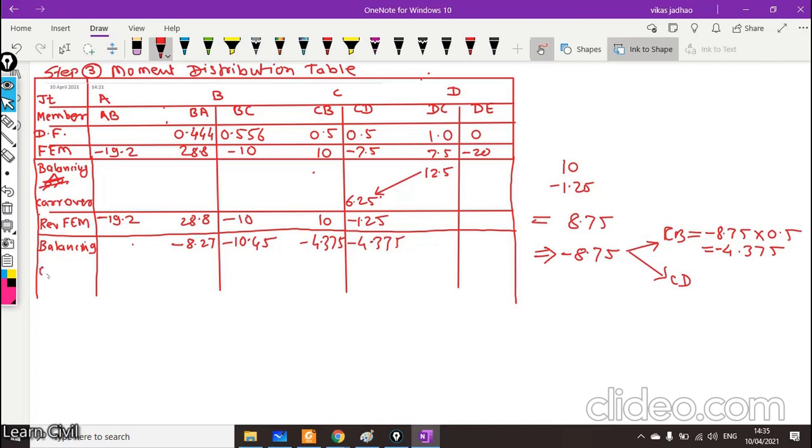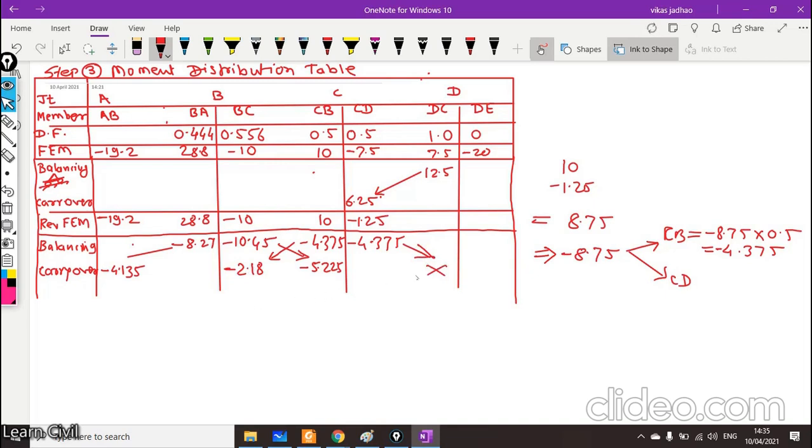Next step is carry over. So half of this particular moment will be transferred to AB. So it will be minus 4.135. Half of this moment will be transferred to CB and it will be minus 5.225. Half of this moment will be transferred to B joint or BC and it will be minus 2.18.